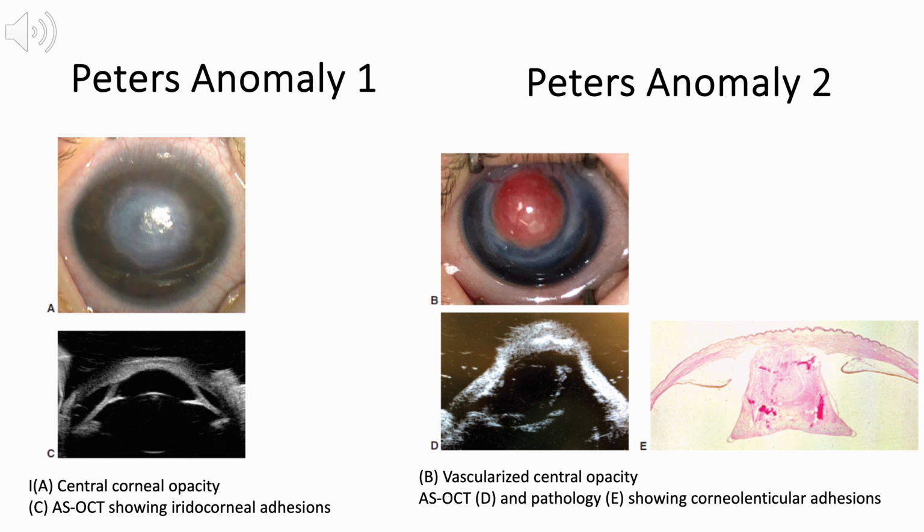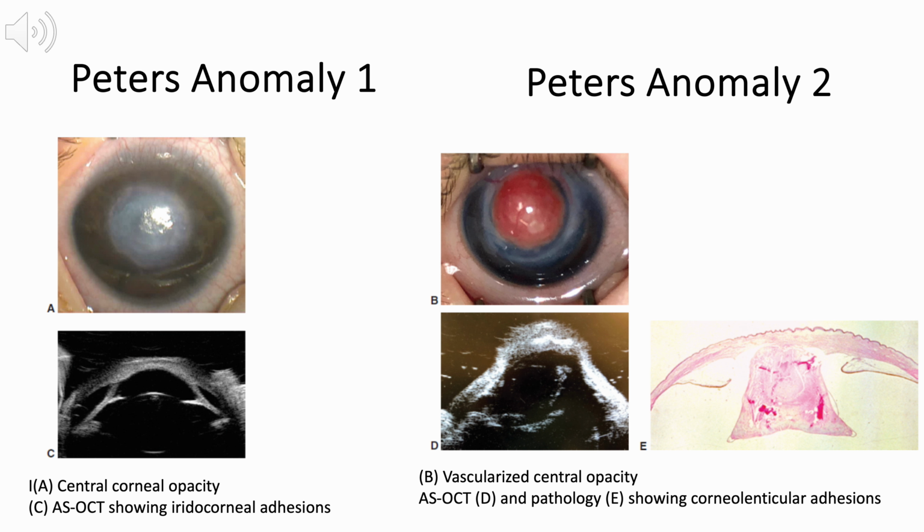This slide visually compares the two types of Peters anomaly, type 1 and type 2, highlighting their distinguishing clinical and imaging characteristics. On the left side, Peters anomaly type 1 is represented. Image A shows a dense central corneal opacity, which is a hallmark feature of this type. Below it, image C is an ASOCT scan demonstrating iridocorneal adhesions, where the iris abnormally attaches to the posterior cornea. In type 1 Peters anomaly, there is no significant lens involvement.